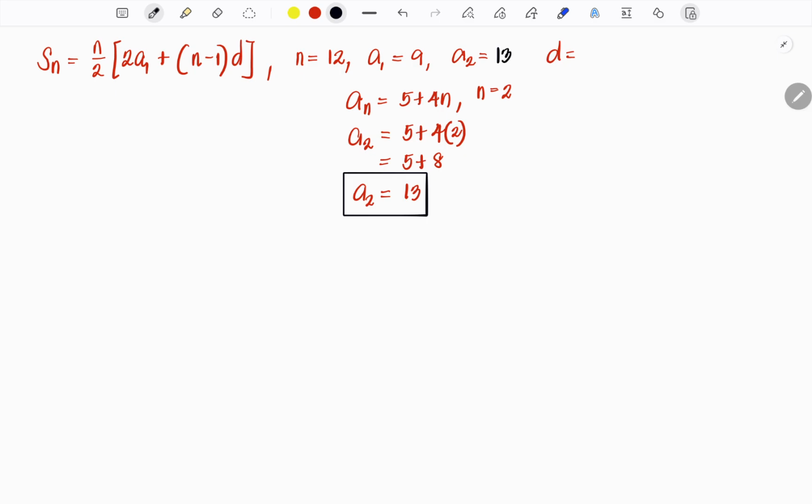Now, let's solve for the common difference. Recall that the common difference is simply the difference between the next term minus the previous. In this case, we have a sub 2 minus a sub 1. And our a sub 2 here is 13 minus 9. And 13 minus 9 is equal to 4. That means our common difference here is 4.